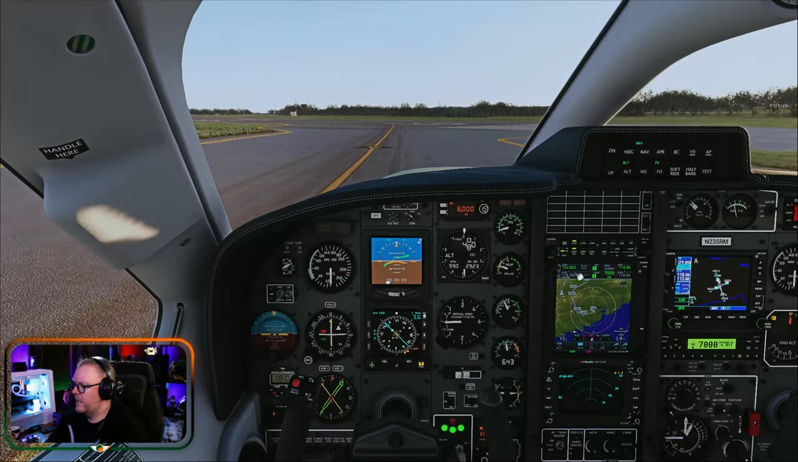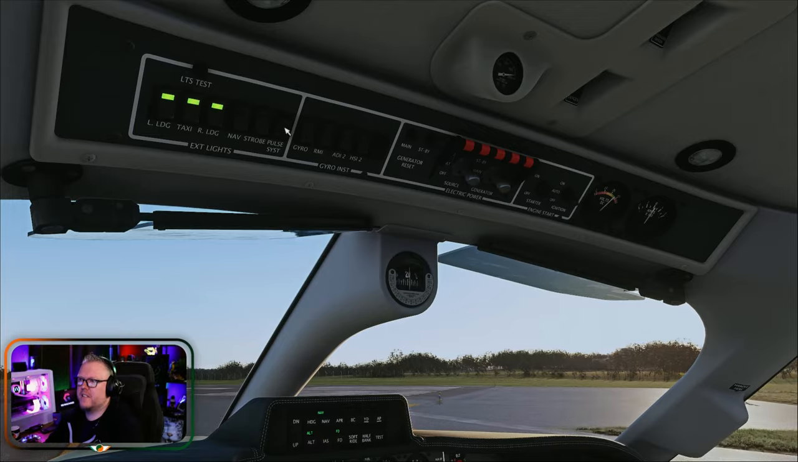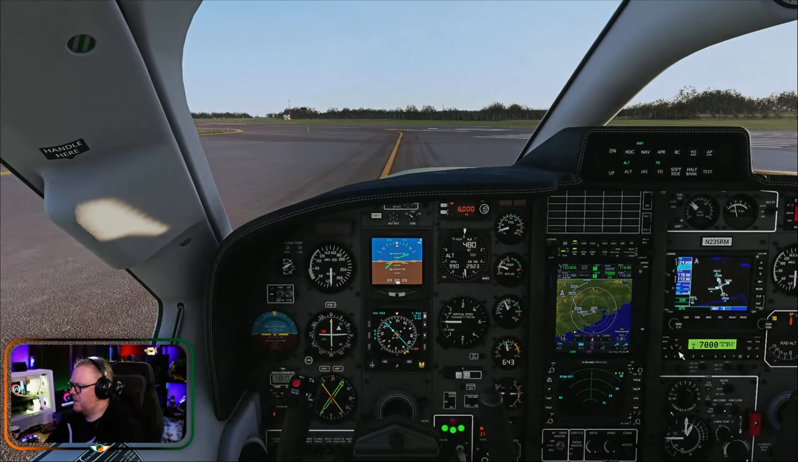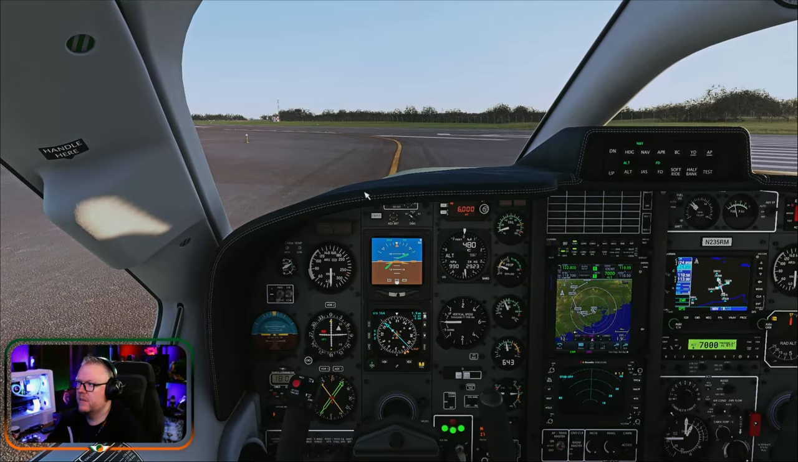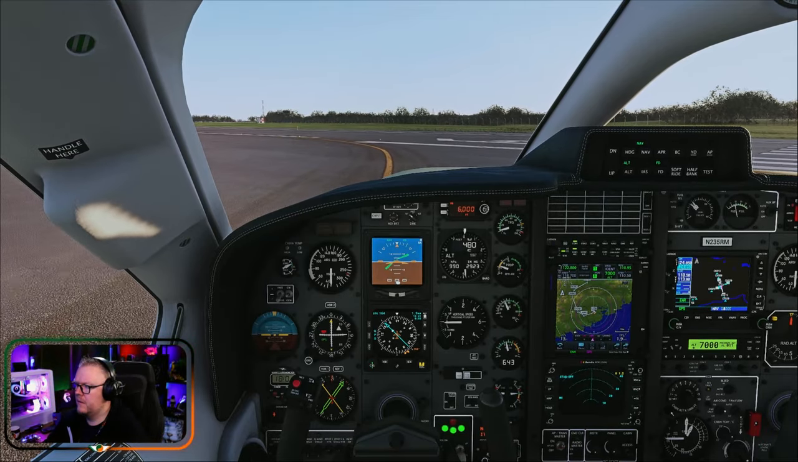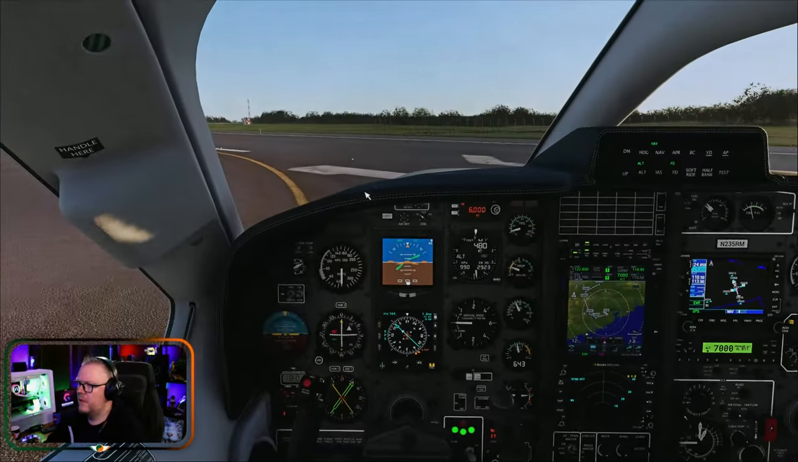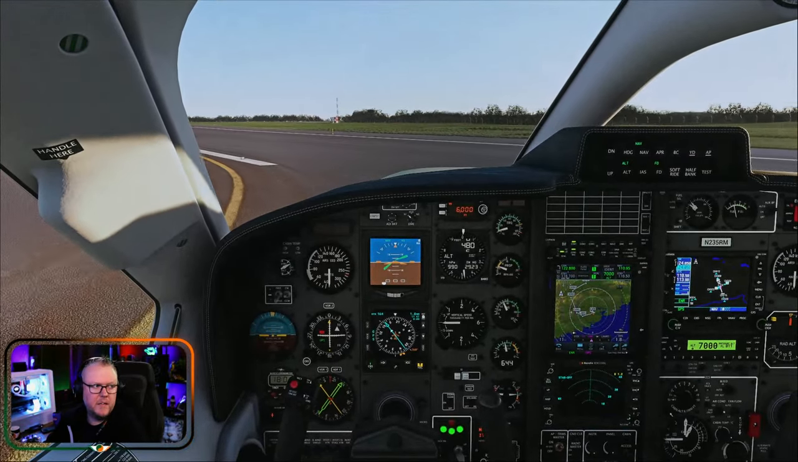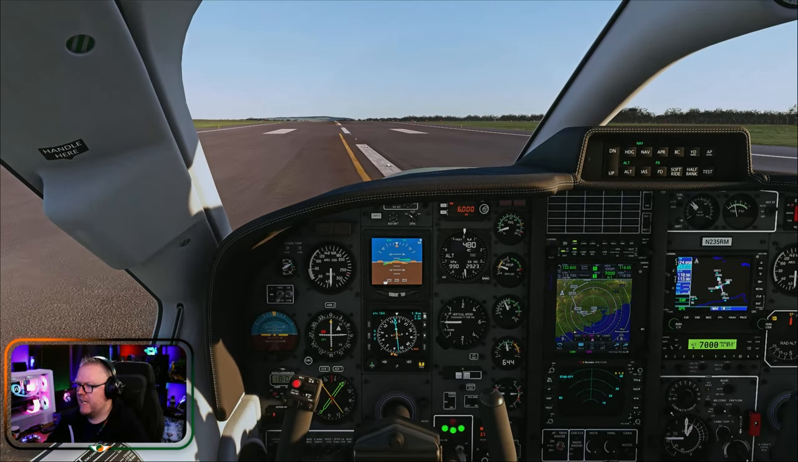Now, let's see how we go here. As I'm entering the runway, we'll light them up. All our lights are on. Transponder now goes to altitude reporting. Our flaps are already set and we should be good. Now, before we blast off out of here, last couple of checks before we get going, all right?